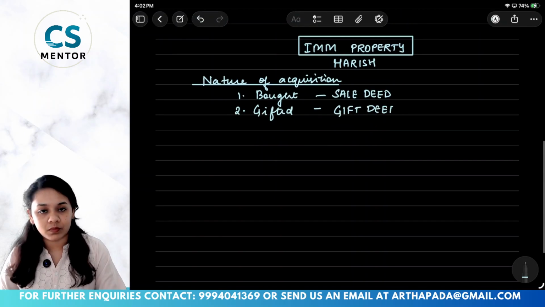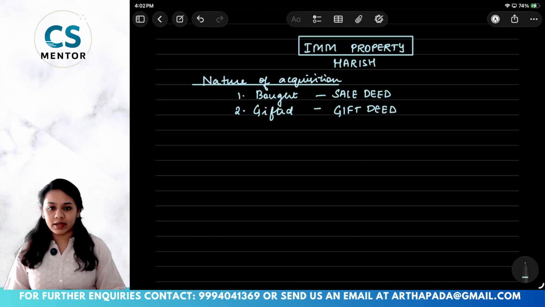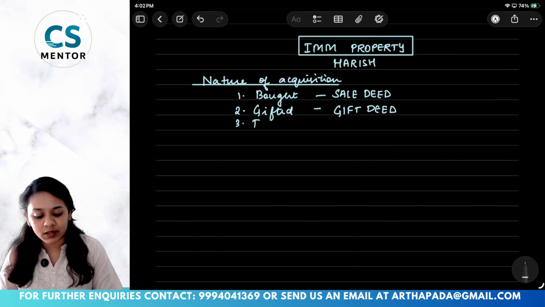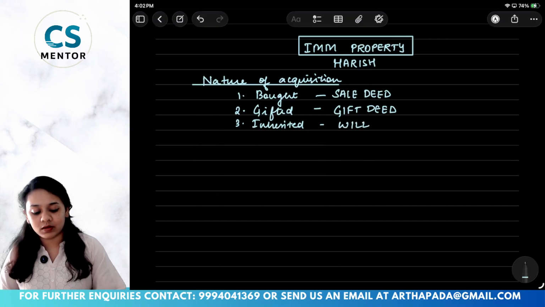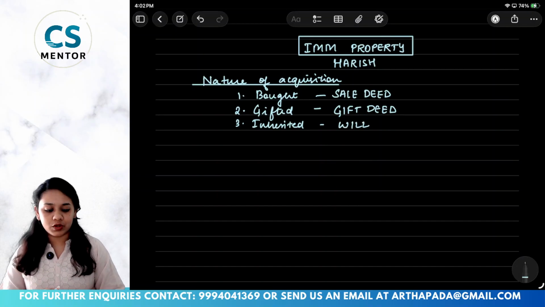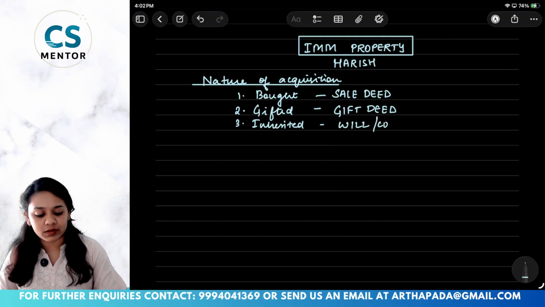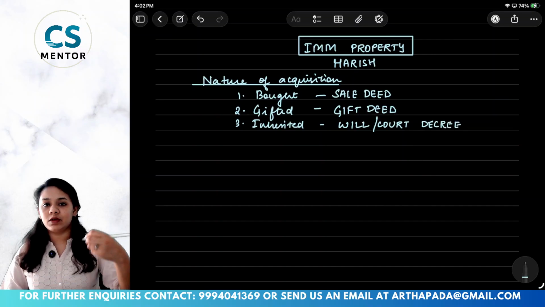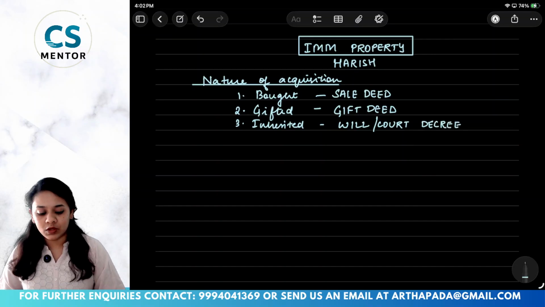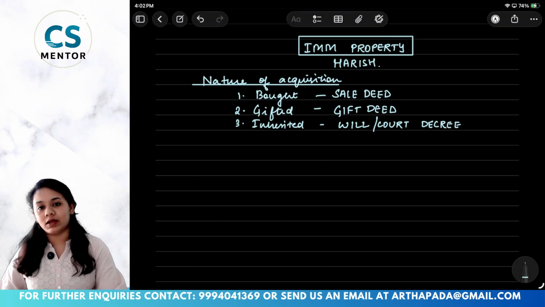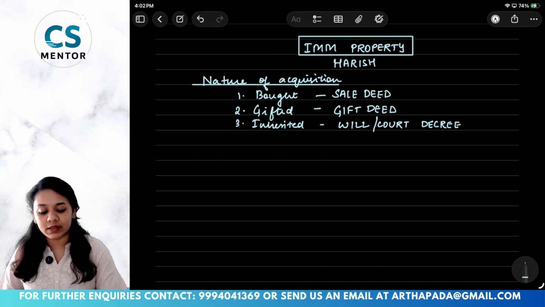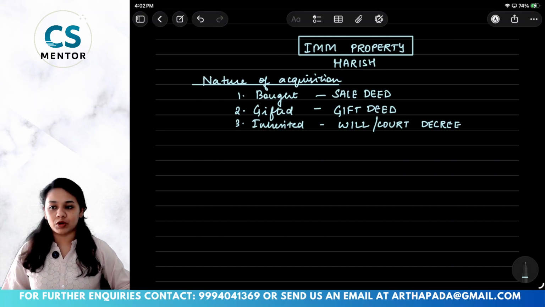If he didn't buy it, and he didn't get it as a gift either, but rather he inherited it, then it should show a will. And let's say for example he didn't inherit it using a will, then at least a court decree that shows that, okay fine, he in fact is the owner of this property after his father or mother, etc. So in some way this Harish should have shown proof that he is the owner of this immovable property.